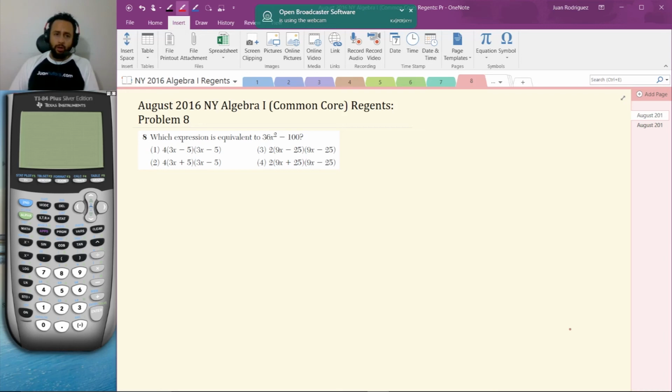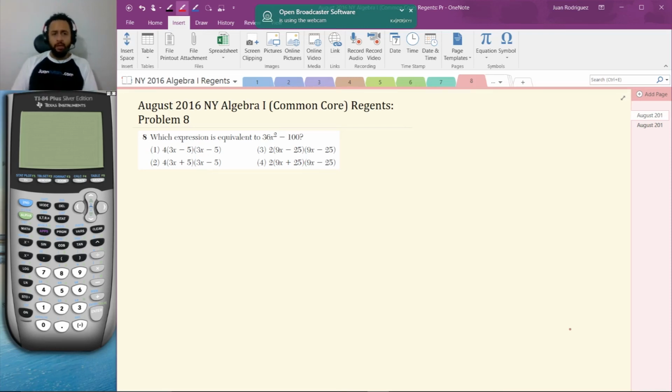Today we're working on the August 2016 New York Algebra 1 Common Core Regents, problem number 8. If you want to access these exams, they're all online. Go to nysedregents.org, click on the appropriate tabs, and you'll find all the tests there.